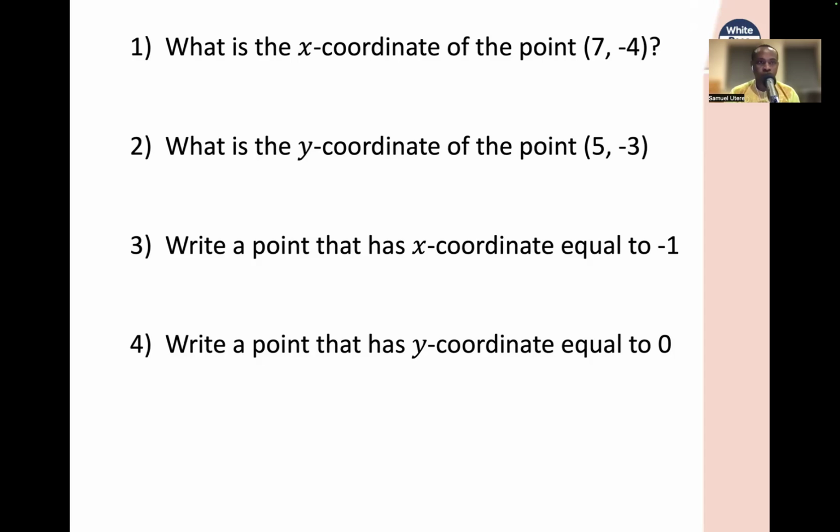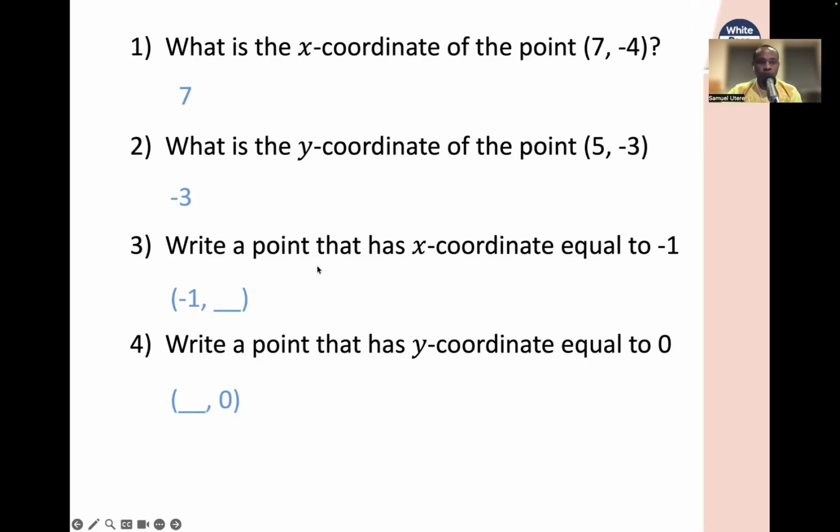Assuming you've paused the video and you've answered the retrieval practice questions, here are the answers. Let's discuss them. So here you were asked, what is the x-coordinate of the point 7, -4? By now, you know that the first value is the x-coordinate and the second value is the y-coordinate. So the answer should be 7. For question 2, you were asked, what is the y-coordinate of this point 5, -3? You know the second number is the y-coordinate. So the answer is -3.